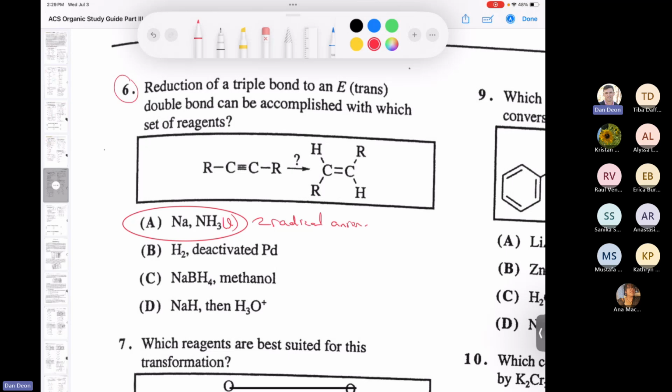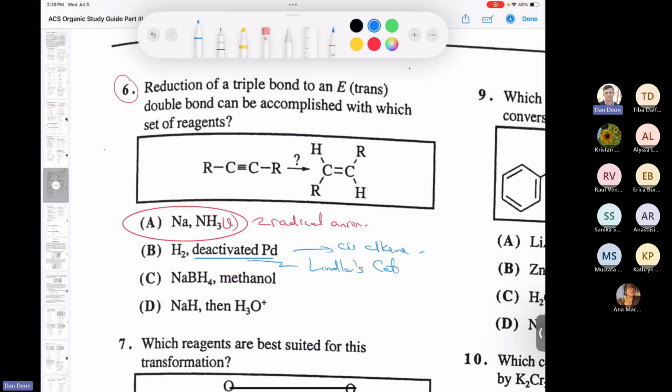but I said you should know it proceeds through the radical anion. Also, I just want to point out that when you see hydrogen and deactivated palladium, deactivated is the same thing as saying Lindlar's catalyst. And so in that case, you would make the cis. That would give you the cis alkene. So I'll just put here cis alkene.